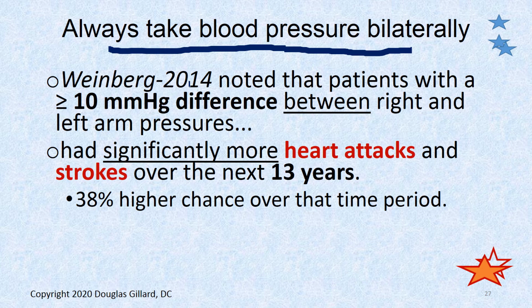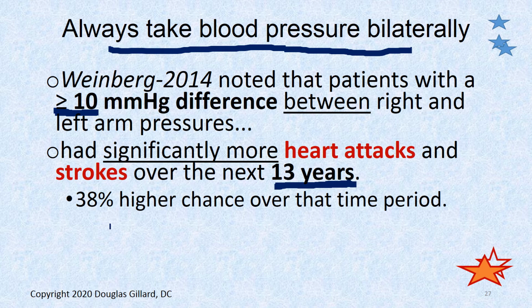And then they followed them for 13 years. The ones who had either systole or diastole, a 10 millimeter difference between the right and left, had a 38% higher chance of having a heart attack or stroke over the next 13 years. And they don't quite understand what the deal is or why that is.